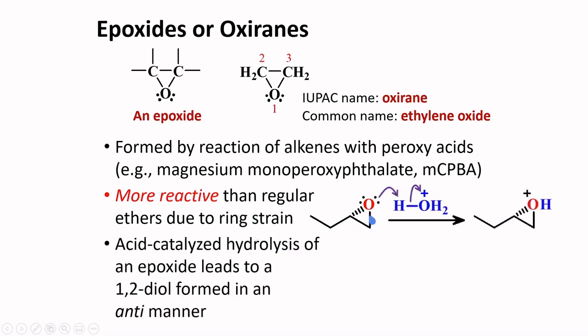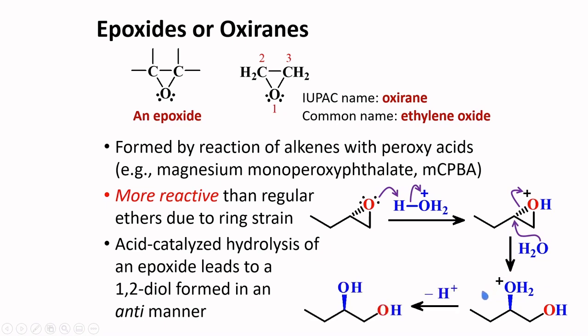Protonation of this oxygen in acid can lead to this species in the presence of water. Water attacks the more substituted carbon in an anti-manner. This is because the electronegative atom, which also holds a positive charge, would be strongly electron withdrawing, and a positive charge at this position would be more preferred. Finally, the proton will be taken by the solvent to remove the positive charge and form the 1,2-diol.